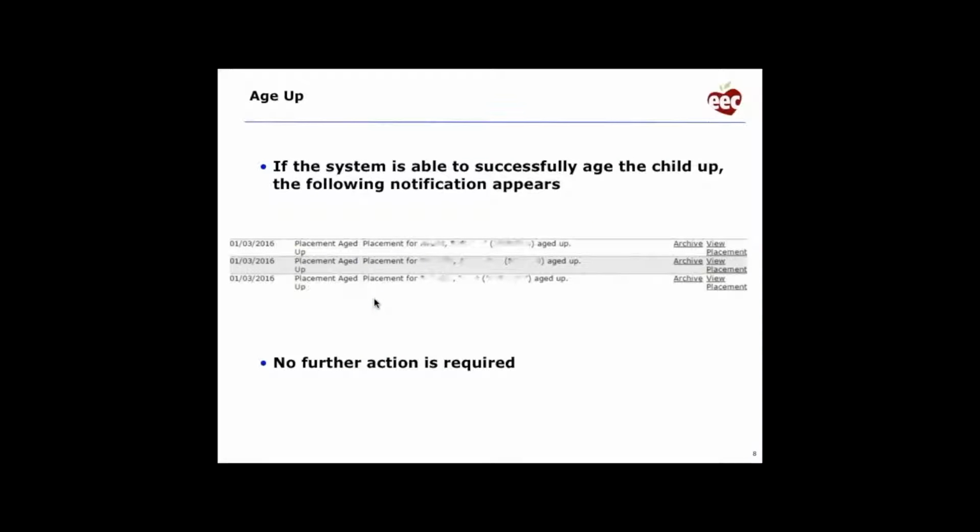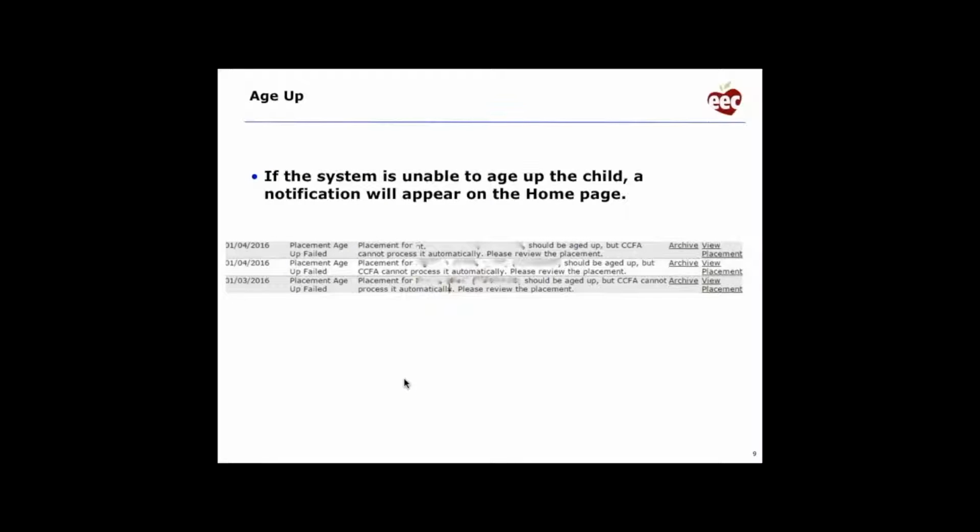If the system is able to successfully age the child up, this is the notification that you'll see on the home notification. Placement aged up, it'll tell you which placement, and you can view it if you need to, or you can archive it. If you're seeing this notification, there's no further action required on your part. If the system is unable to age up the child, a notification will appear on the home page. It'll say placement Ageup failed, and it will give you more information about it, and you can make the necessary changes from there.